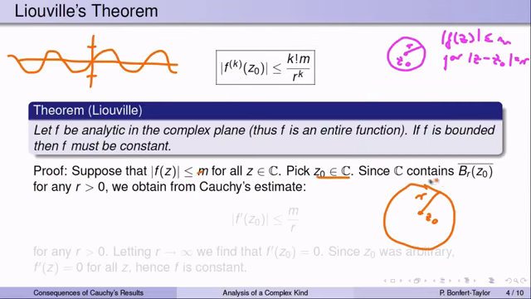So now we can apply Cauchy's estimate to f in that ball, and we're going to apply it with k equals 1. When k is equal to 1, we get the first derivative of f at z0 is bounded above by 1 factorial times m over r to the first power. In other words, we get f prime of z0 is bounded above by m over r.